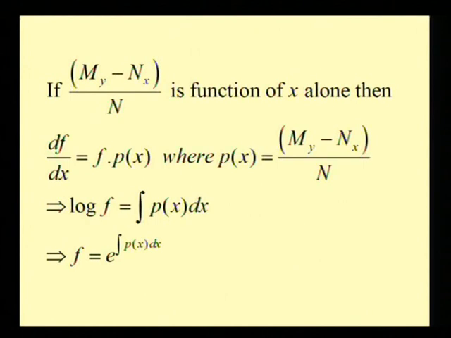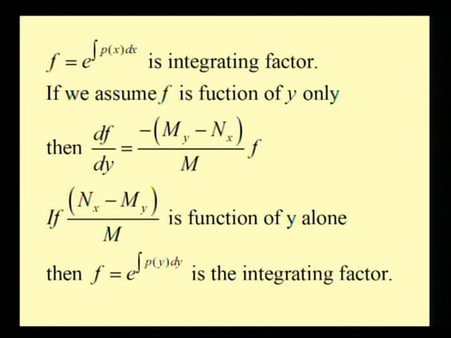Therefore, if you integrate this, that gives df upon f is equal to p(x) dx. Integrating, log of f is equal to the integral of p(x) dx. Therefore f is equal to e raised to the integral of p dx. This is the integrating factor. F equal to e raised to integral p dx is known as the integrating factor. If you multiply the original equation by this factor, it will become exact, and then by the exactness condition you can easily find the solution.